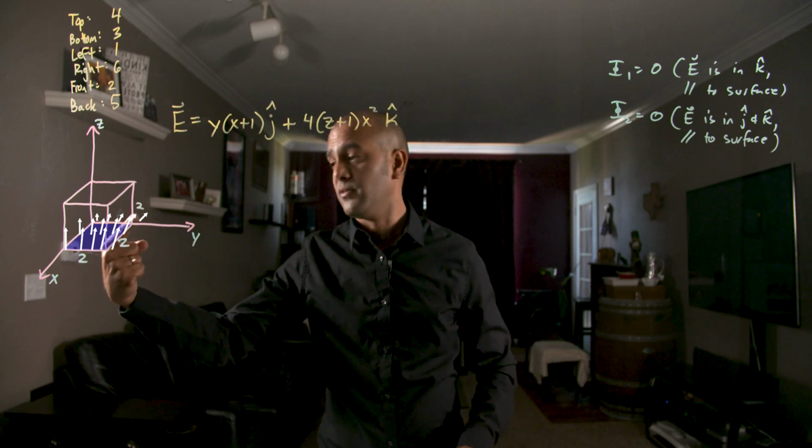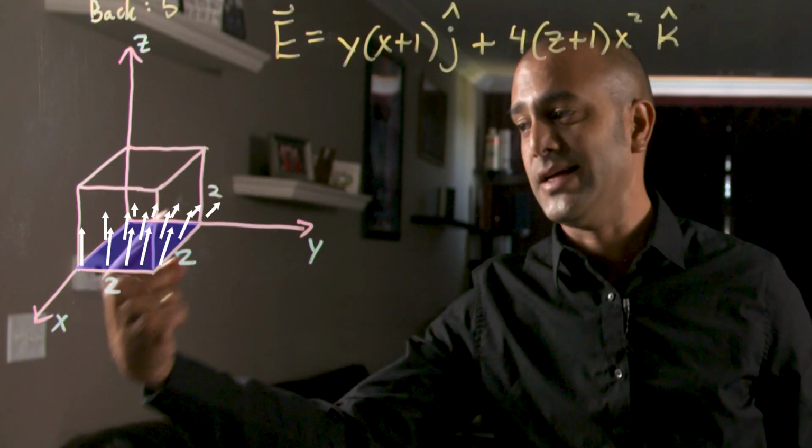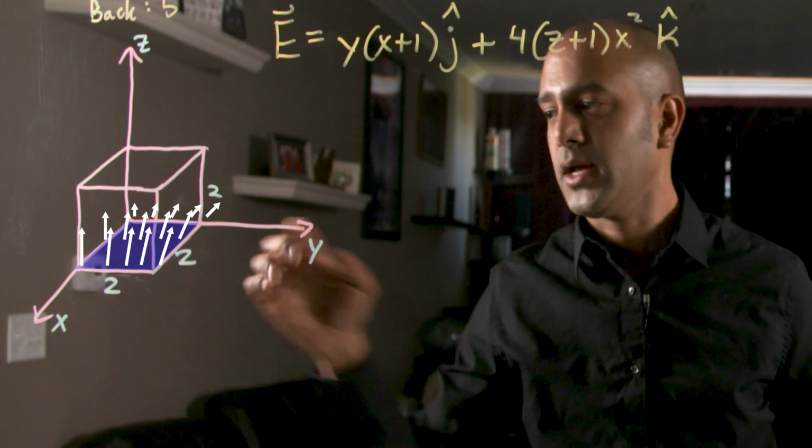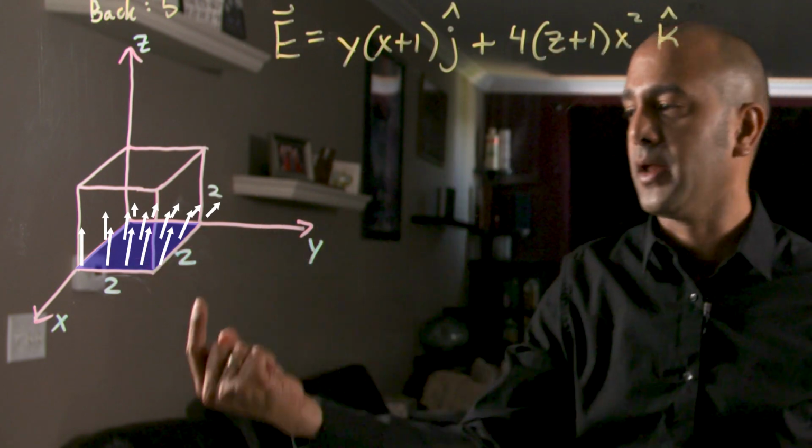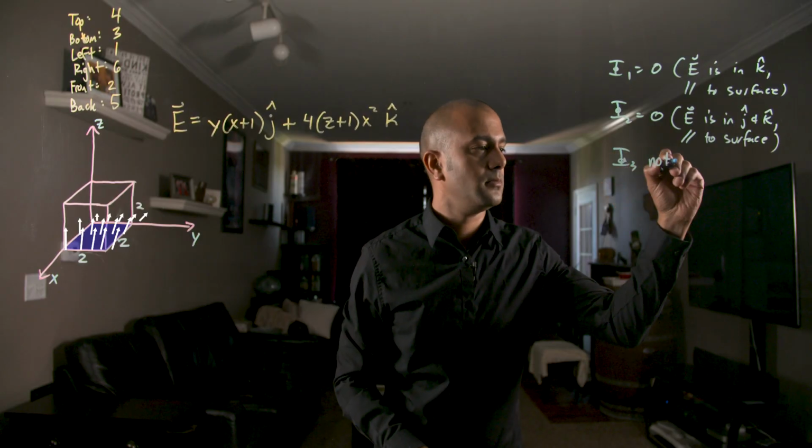But that'll get you a non-zero flux because the electric field will point into the box on that bottom surface. So in that case, because you have this k component giving you something inside, the flux is not necessarily 0.